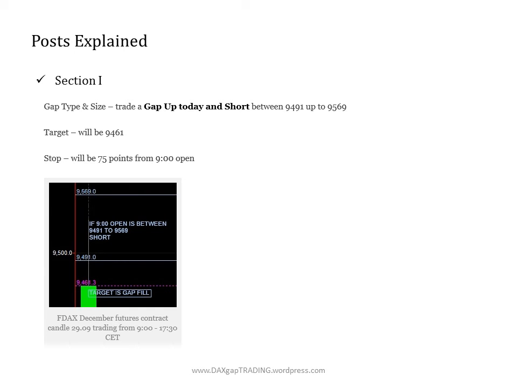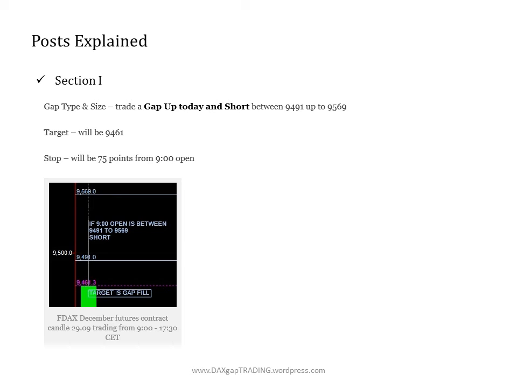So here we're gapping up and we're shorting between 94.91 up to 95.69. That provides 30 points of opportunity if the target is 94.61. That 30 points is if we were to take the minimum entry price of 94.91. Now the stop is 75 points, so 30 into 75, and that's where we're looking at a minimum risk reward of 40 cents.